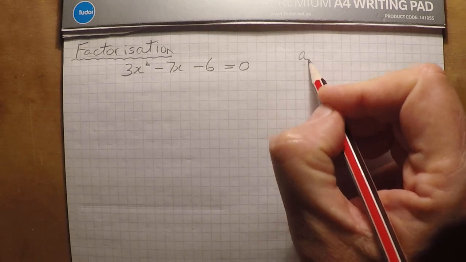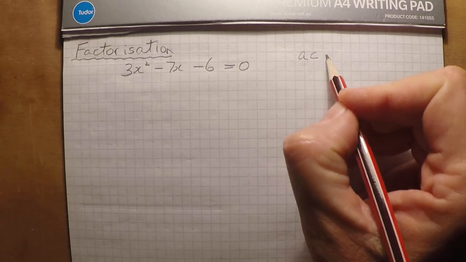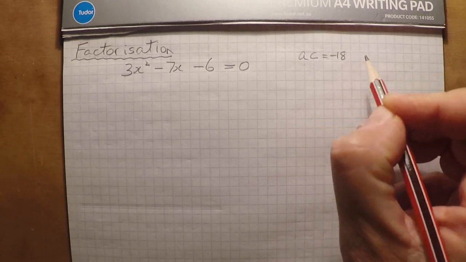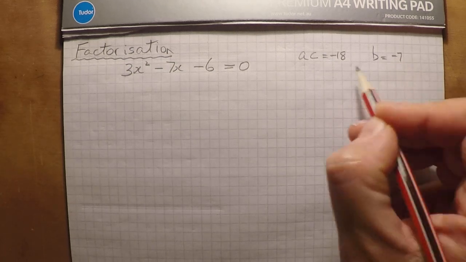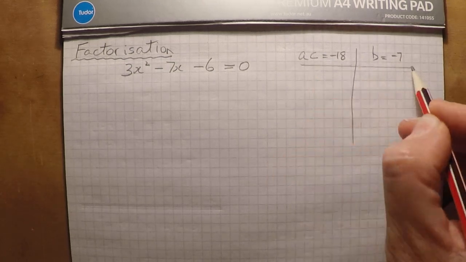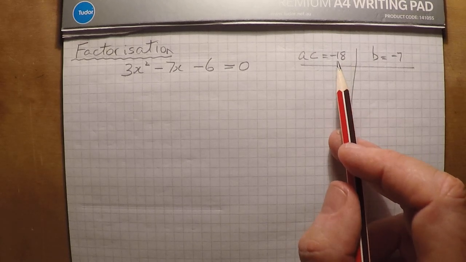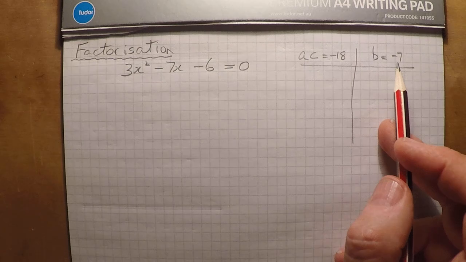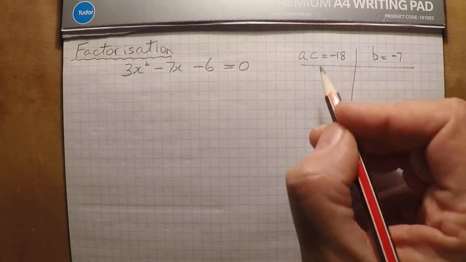The trick is to find the product AC, -18, and the value of B, -7. We need to find two numbers that multiply to give -18 and add to give -7. So I'll just start listing factors of 18.